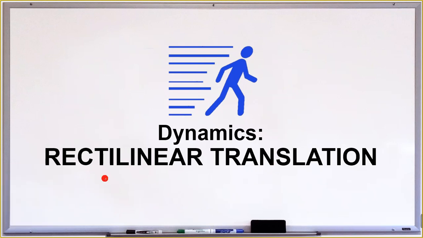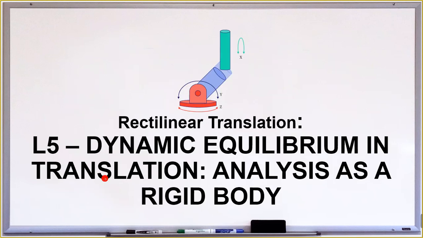Okay, so we are still on rectilinear translation, and today we're going to discuss the fifth and last lesson for rectilinear translation, that is dynamic equilibrium in translation. So, analysis as a rigid body, from the previous lesson, that is analysis as a particle. Let's compare between analysis as a rigid body and analysis as a particle.